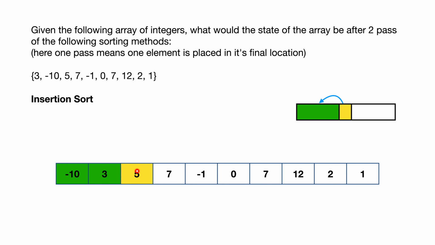Now we're trying to insert 5. It can go before the -10, between -10 and 3, or after 3. Since it's bigger than 3, it goes after 3. So this is the final result that I was looking for in the test. Notice that even if you had said the first pass was putting 3 into the array, the answer ends up being the same: -10, 3, 5, 7, -1. Nothing else down here changes because we haven't gotten to processing them yet.